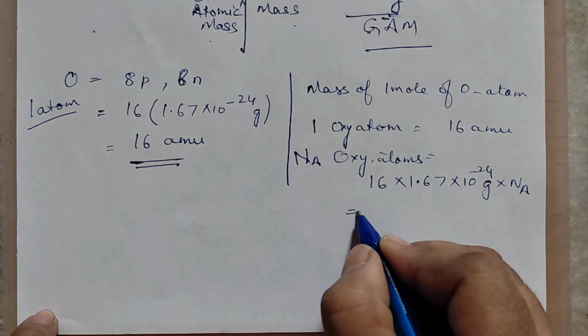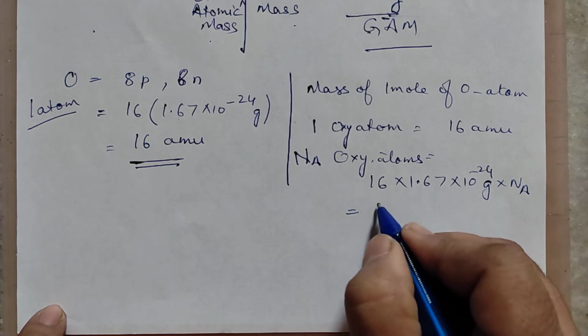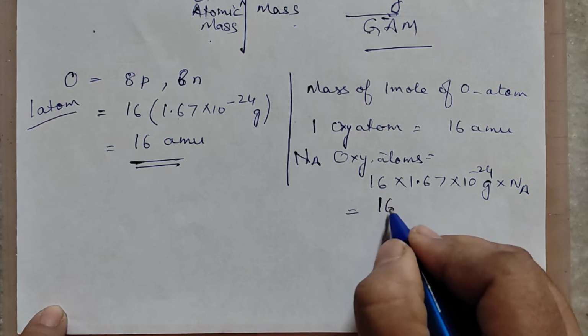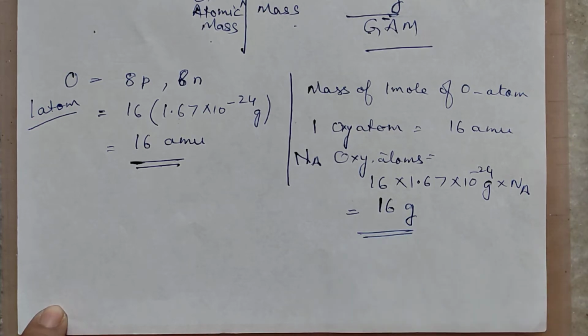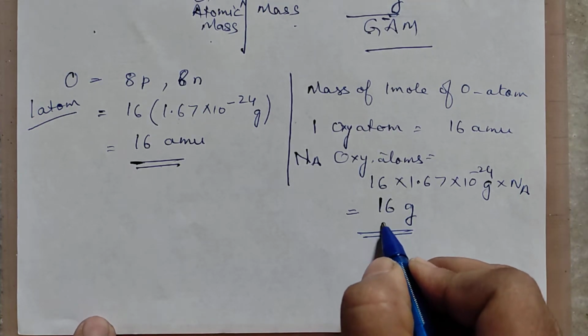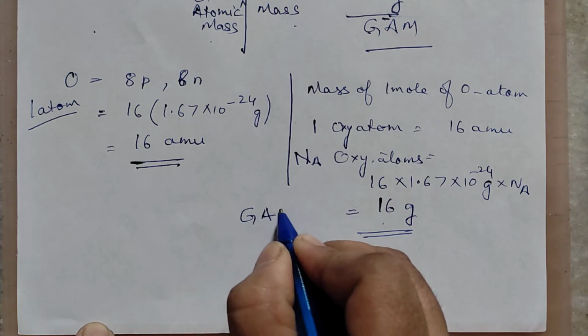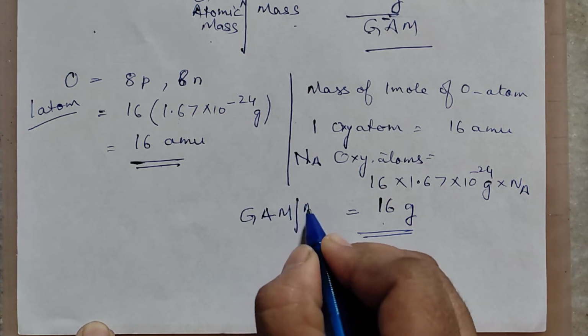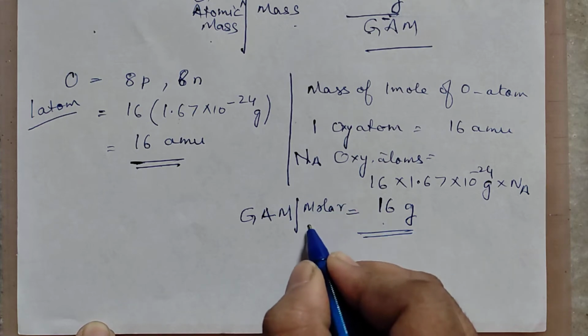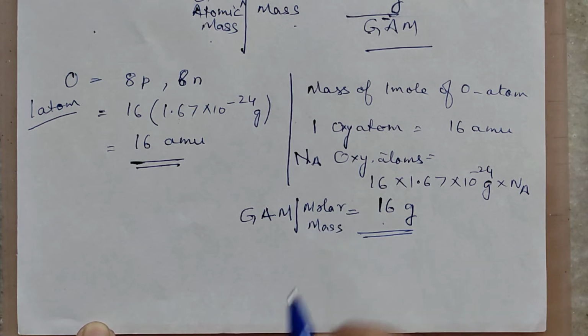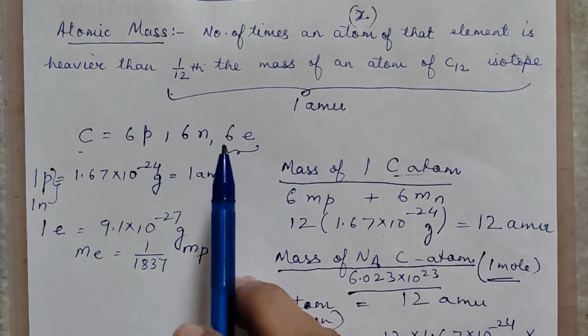So what will you get? If you solve this, you will get it as 16 grams. That means 16 gram is the gram atomic mass, or we can say molar mass of oxygen. So I hope that definition is clear. What definition I gave you in the beginning? This atomic mass we wrote.